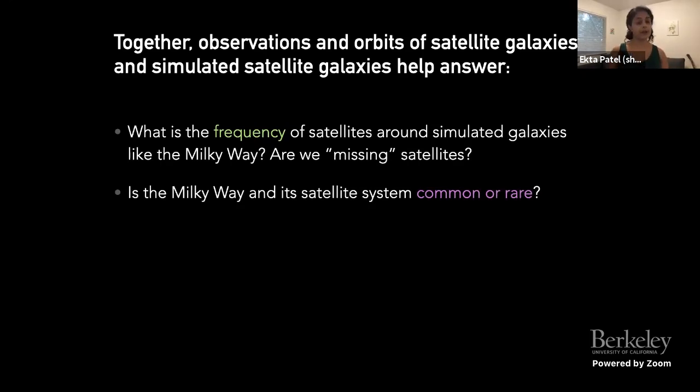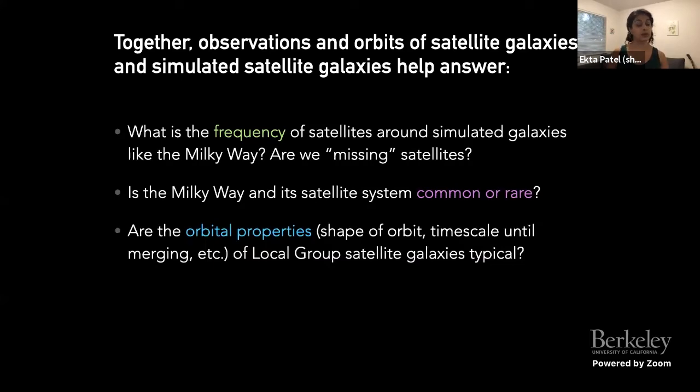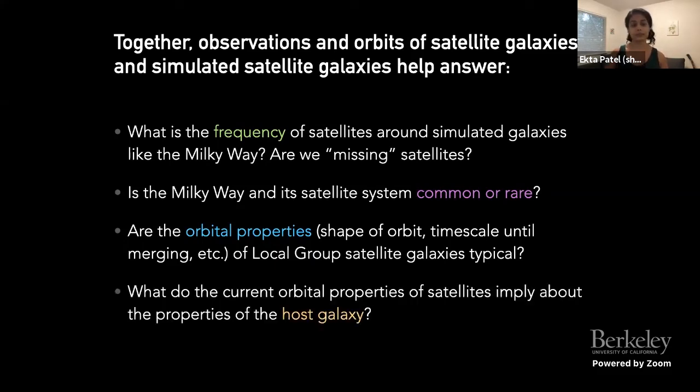So if you look at the properties of the satellite systems within the simulations and compare them to the real properties of the Milky Way and its satellites, you can assess how common or rare those properties are. You can also look at the orbital properties of the satellite galaxies, both in the simulations and those that are derived from the observations, and again figure out whether those are typical. Are the types of orbits that we get normal, or is there something maybe different going on, which might require some additional physics or some other considerations to fully explain?